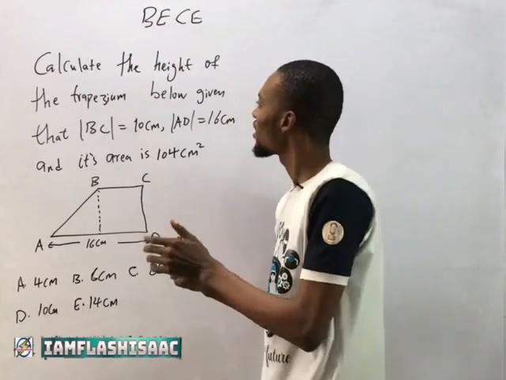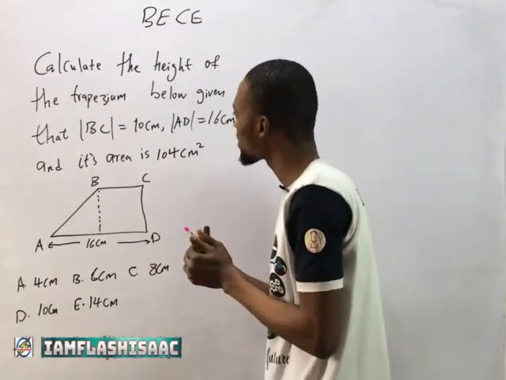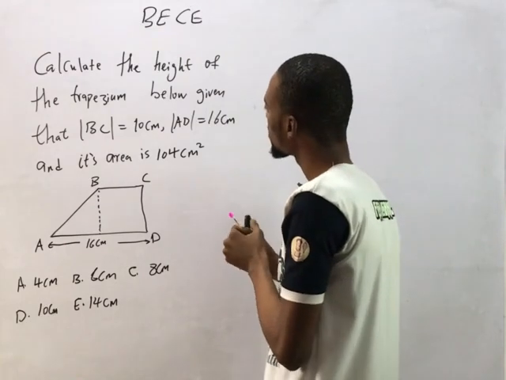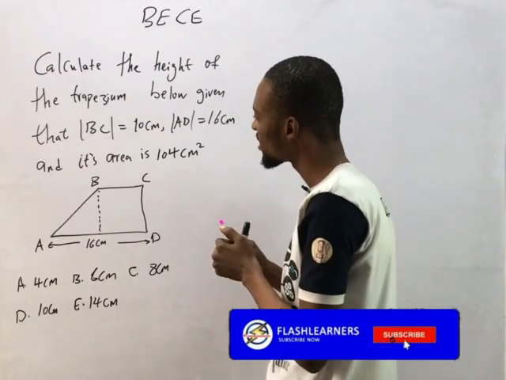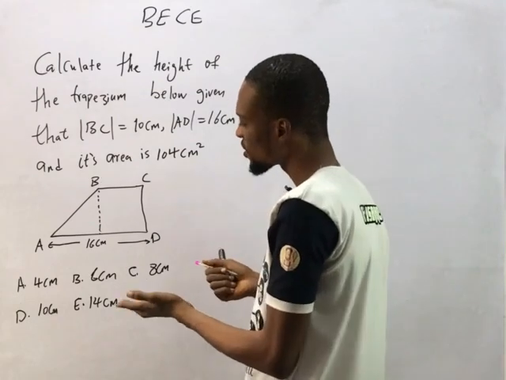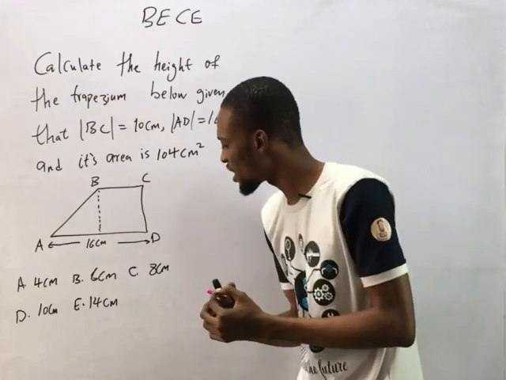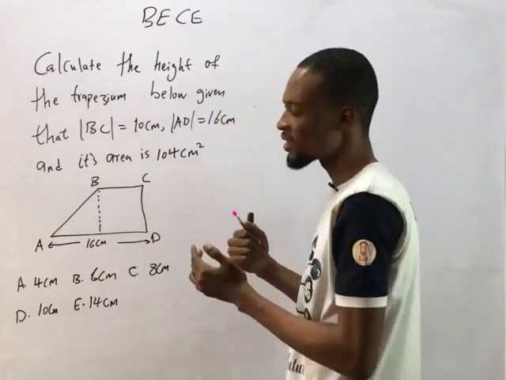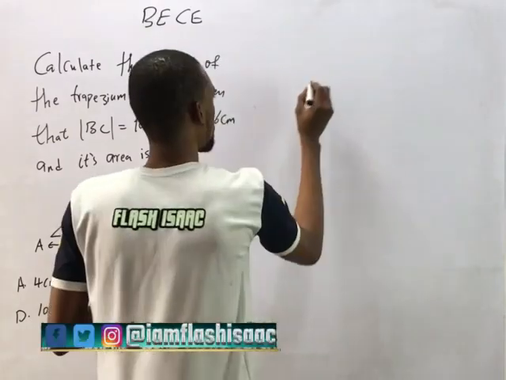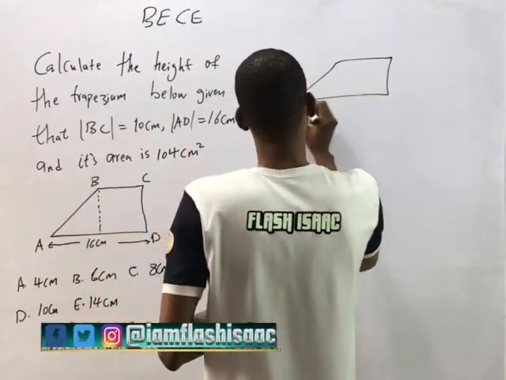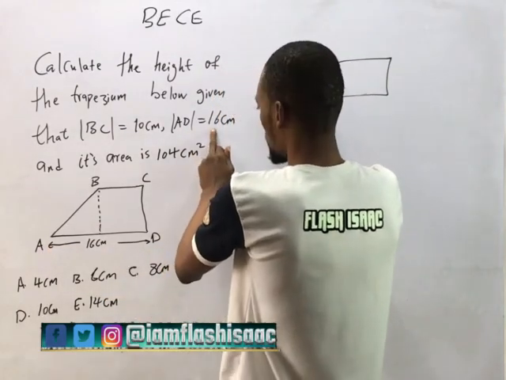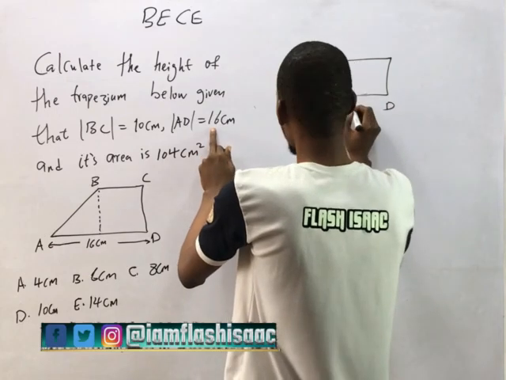This question says, calculate the height of the trapezium below, given that BC is equal to 10 cm, AD is 16 cm, and its area is 104 cm square. Option A 4 cm, B 6 cm, C 8 cm, D 10 cm, and E 14 cm. Now, this is the trapezium. So we are told that the distance from A to D is 16 cm.